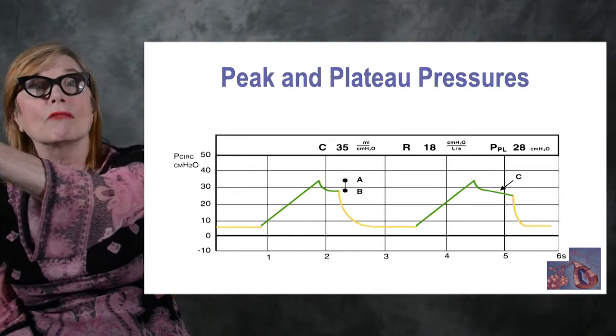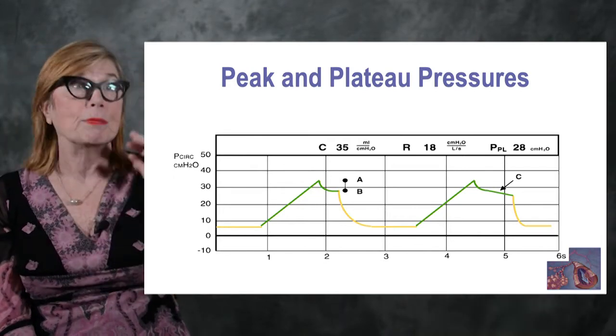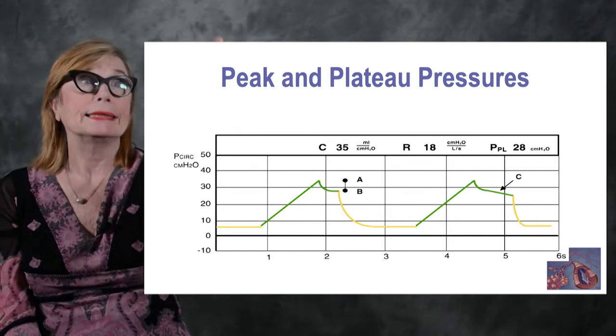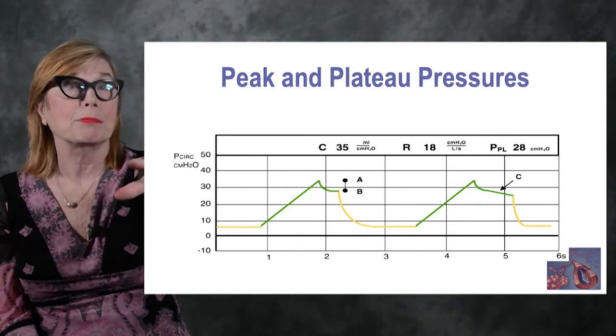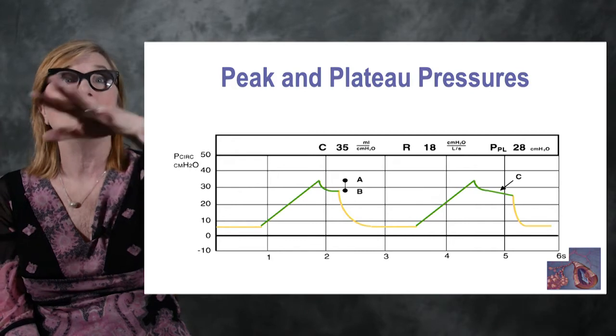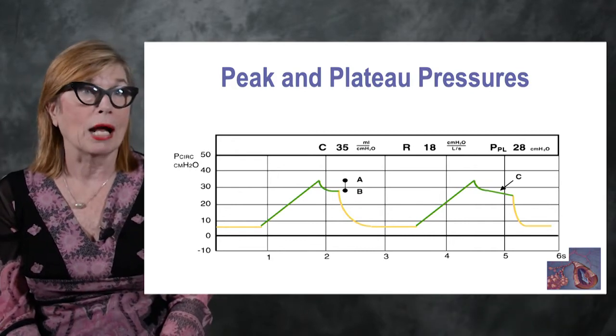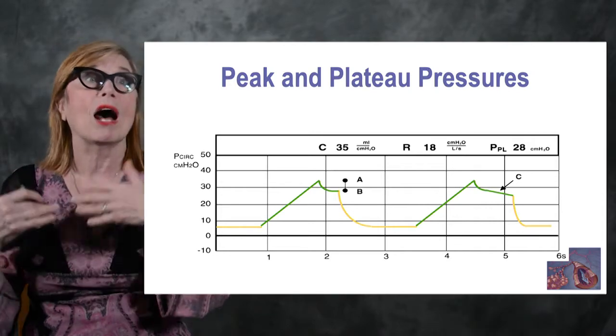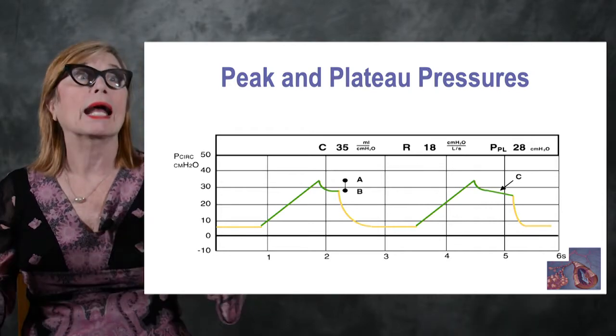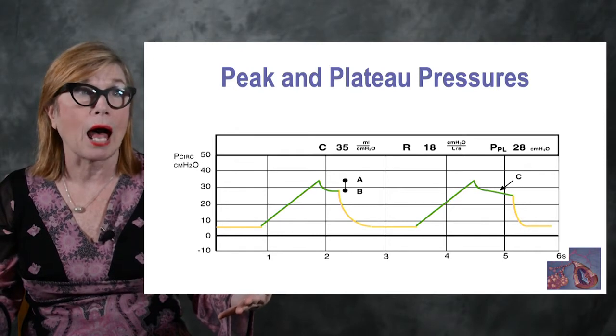The first one measured, 35, is their dynamic compliance, meaning forcing gas into the lung. It's at 35 centimeters of water pressure. And then when we press the inspiratory hold, we see a P plateau of 28. So we can say it's higher than normal. Normal is 25. I have some loss of my compliance of my alveoli.